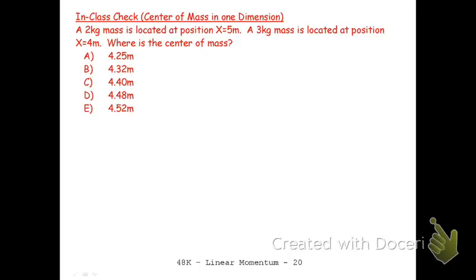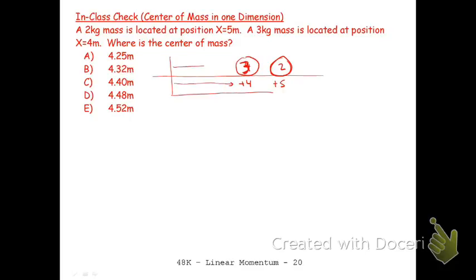Okay, so let's think about this. We have a 2 kilogram mass located at position x equals 5. So we're doing it on the x-axis. I could do it on the y-axis, could do it on the z-axis. So this is plus 5, and I'm going to put my mass here, and that's 2. And then a 3 kilogram mass is located at plus 4, so here's my plus 4. And my mass there is 3, okay? And I'm measuring from this point here.